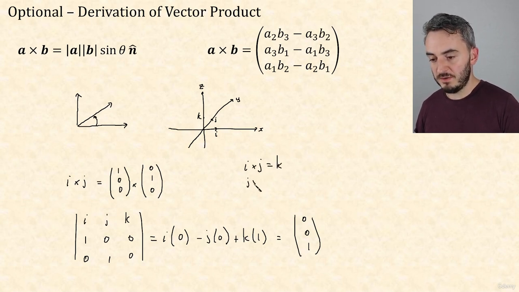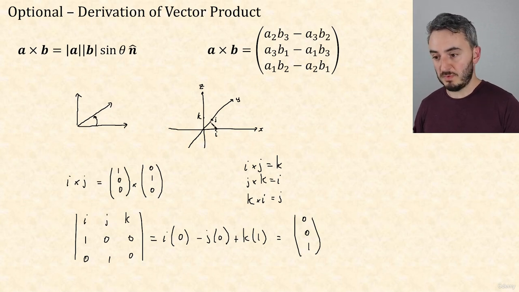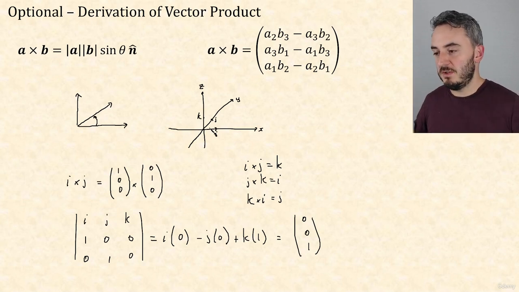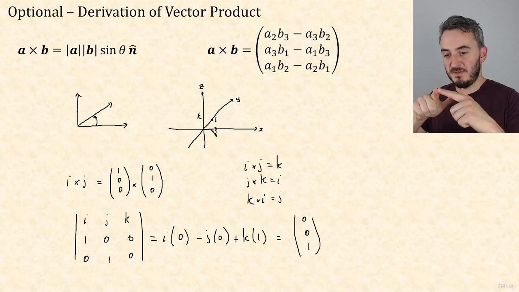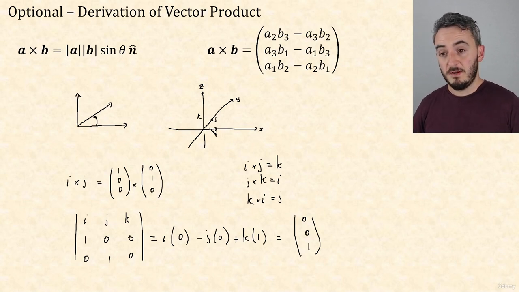We could repeat this to find that j crossed with k is i, and that k crossed with i is j. And that's basically spelling out this right-hand rule, the idea that if you go anti-clockwise from i to j with the cross product, you get k. If you go from j to k, you get i. If you go from k to i, you get j. And all of that is about how you move around your right hand, starting at thumb, where your thumb is the x-axis, your index finger is the y-axis, and your middle finger is the z-axis. Okay, it's a complicated proof with those 3 steps, but I think we're done.